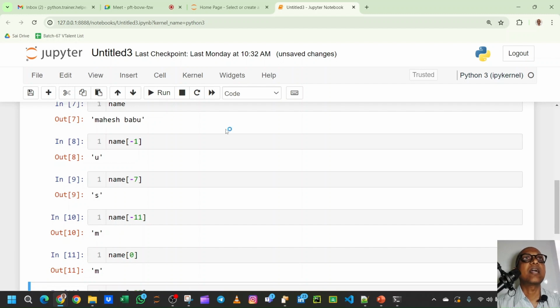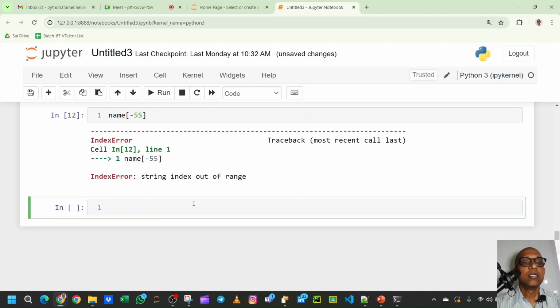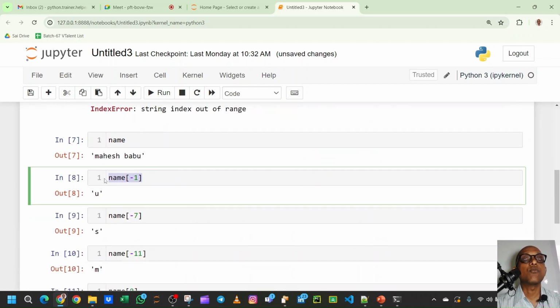When coming to the slicing operation, that is a bit difficult to understand, but please pay attention here. So far in the indexing operations, what we have achieved is we are able to get only one character of the string at a time, correct?